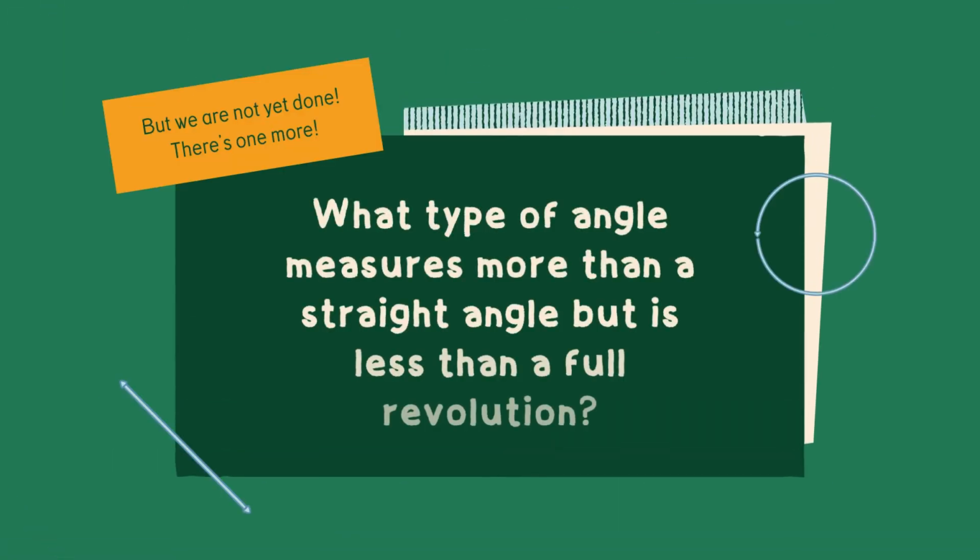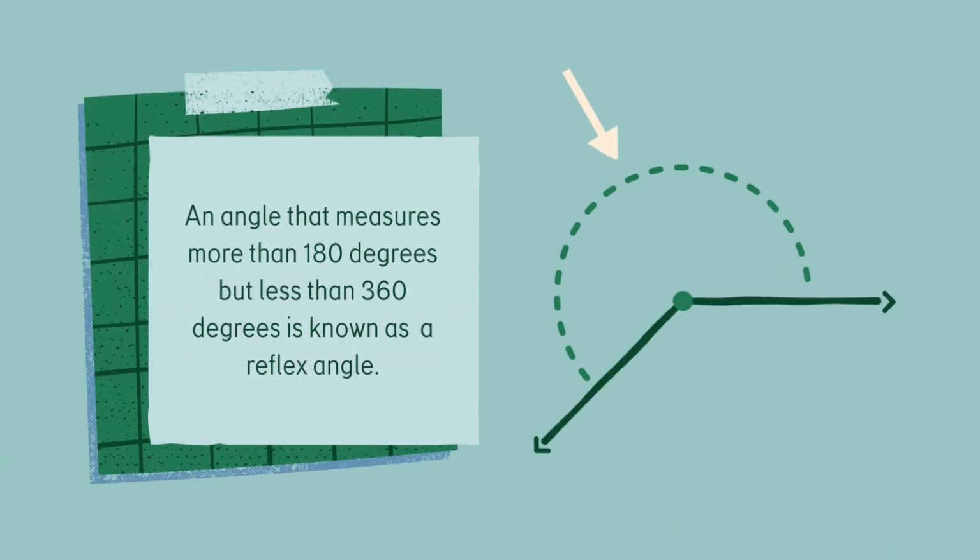But we are not yet done, there's one more. What type of angle measures more than a straight angle but is less than a full revolution? An angle that measures more than 180 degrees but less than 360 degrees is known as a reflex angle.